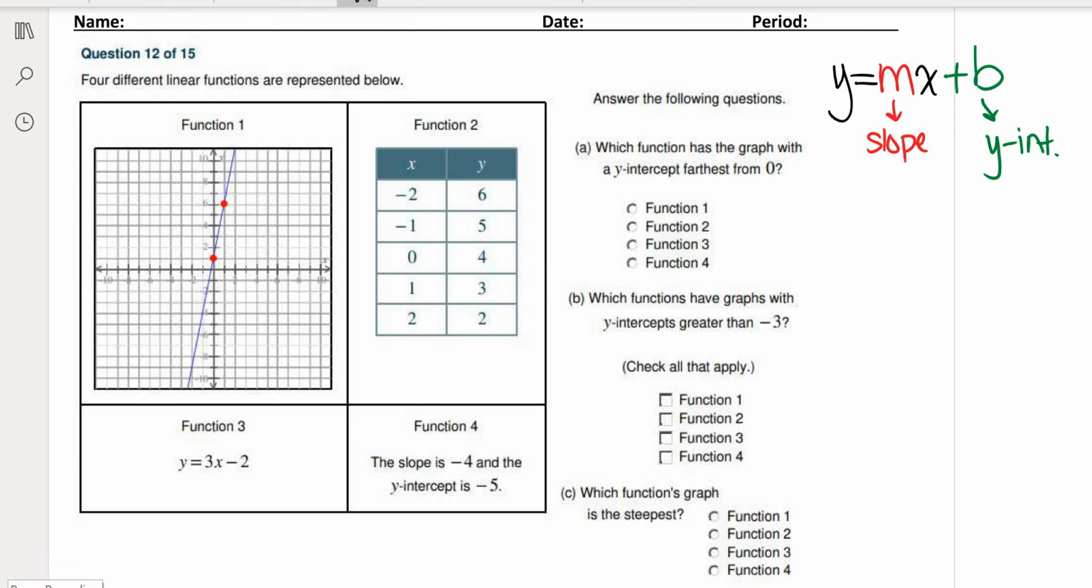Hi everyone, this is the chapter 4 review, and this is question number 12. We're given 4 different linear functions. You can see one's in a graph, one is in a table, one is in an equation, and one is given in information. The first part, part A, is asking which function has the graph with a y-intercept farthest from 0. So I put up here slope-intercept form.